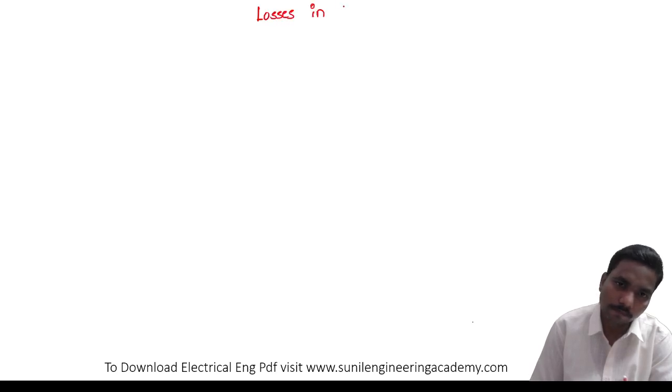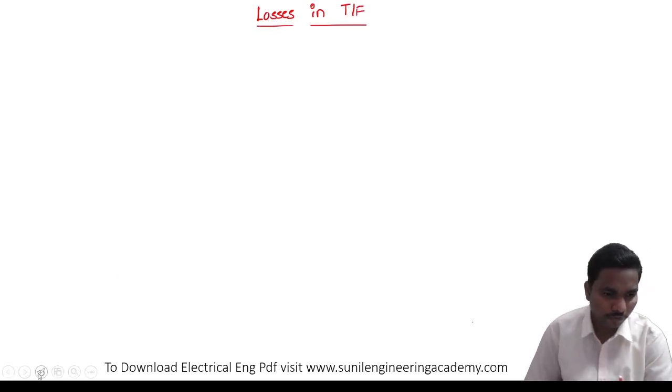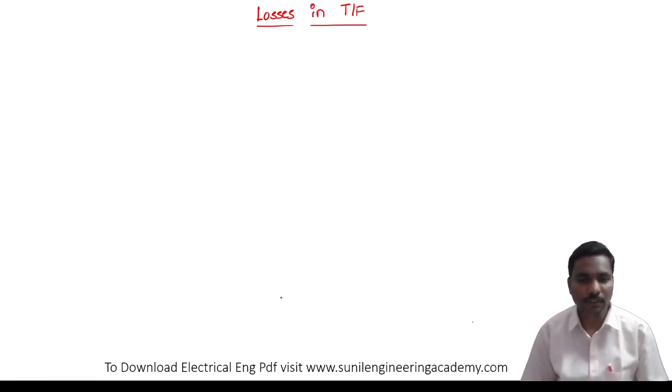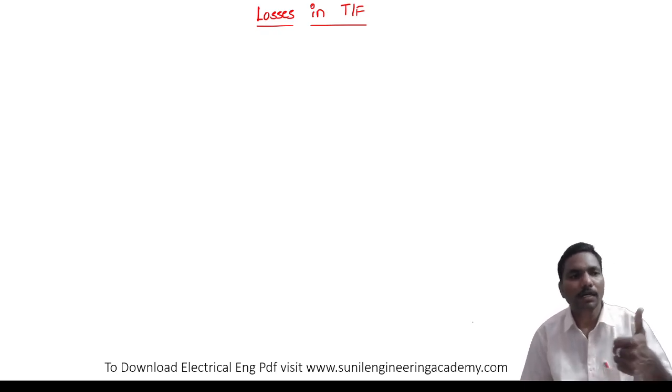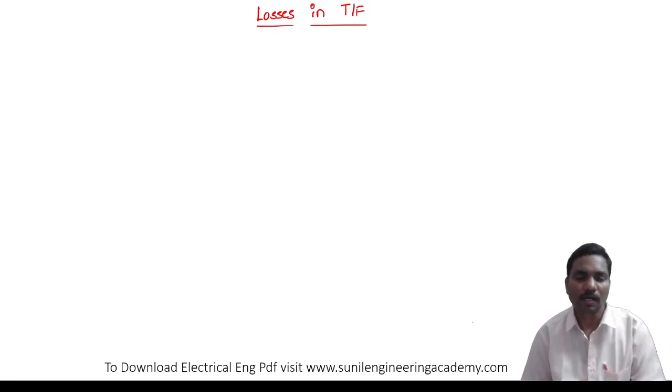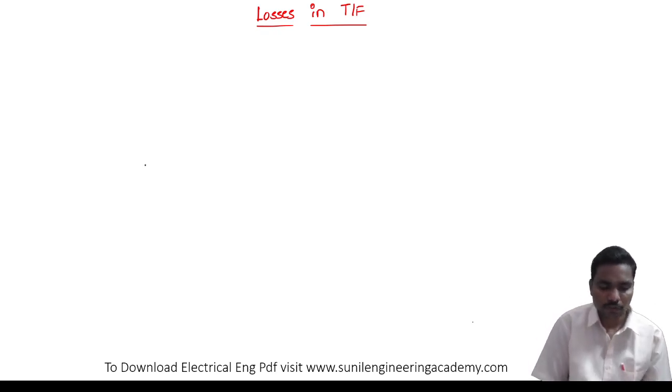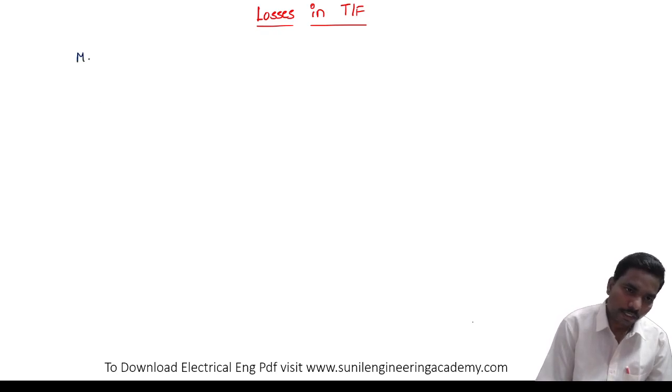Losses in transformer. We know very well about the losses in any machines. The major losses may be, one is the copper loss, second one is the iron losses. So here you can say the major losses.